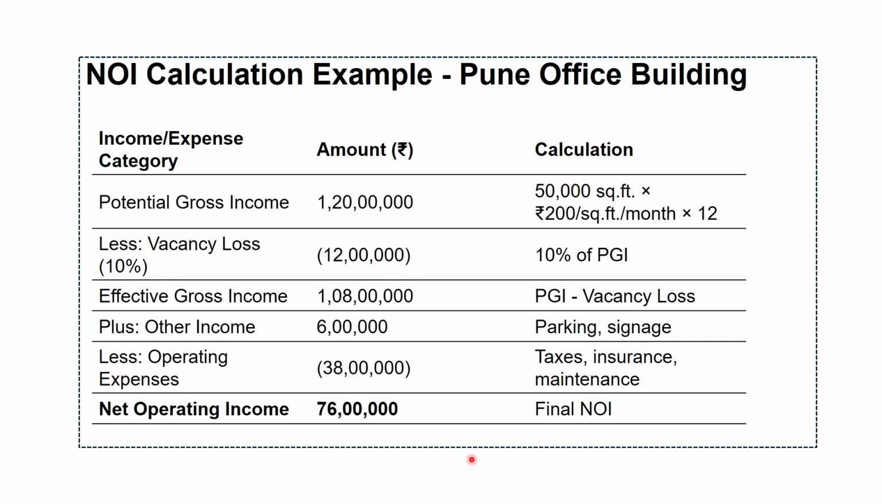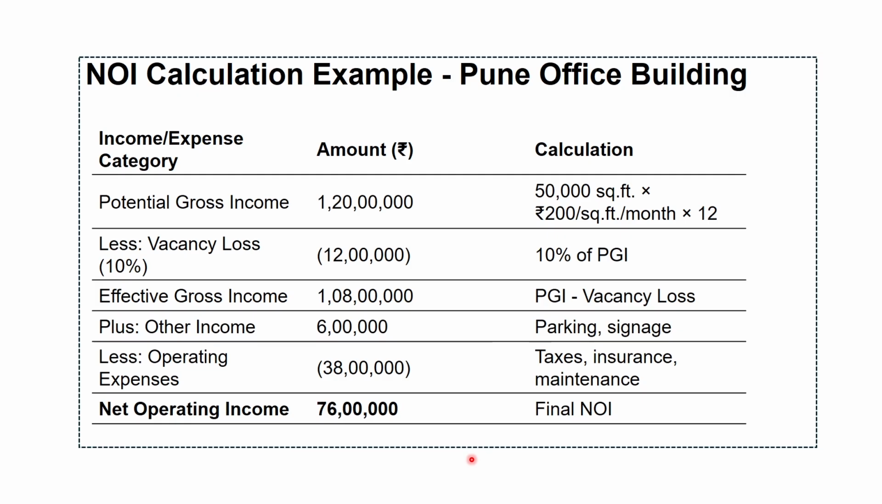Then we go to the NOI calculation example. Here we are taking an example of a Pune office building. Let's see this. We are working through a detailed example to make these concepts concrete. This is a 50,000 square foot office building in Pune, a typical mid-size commercial property that you might have seen in practice.